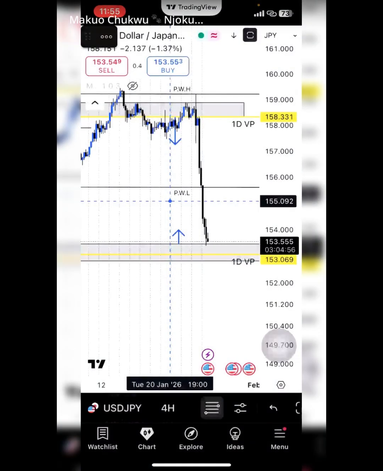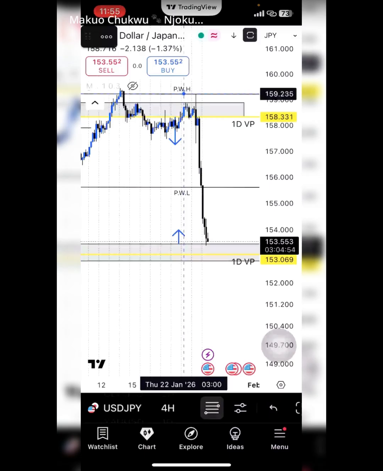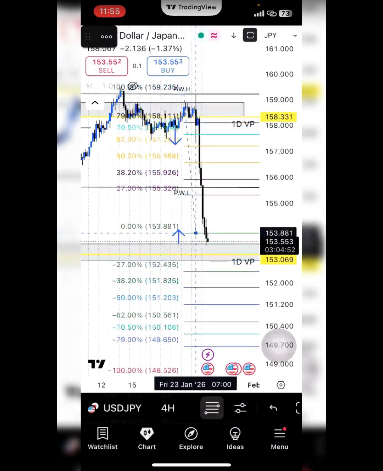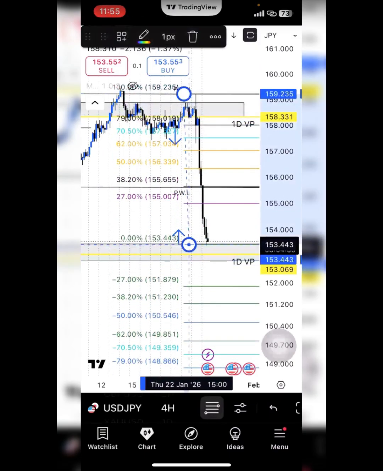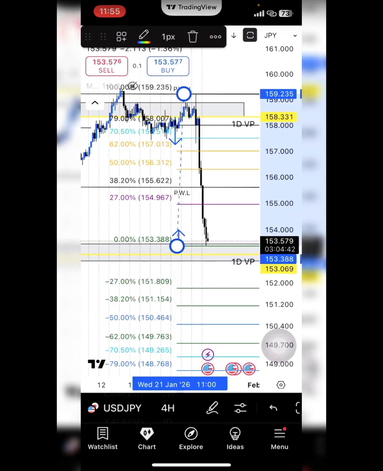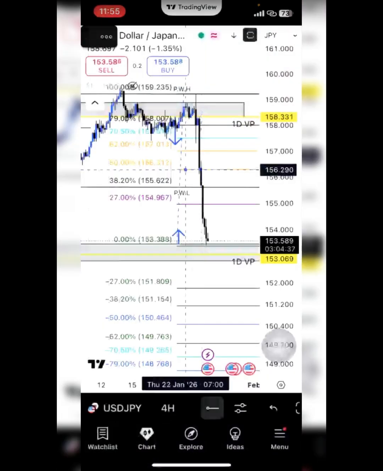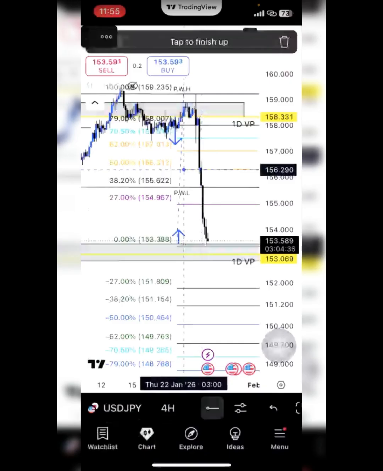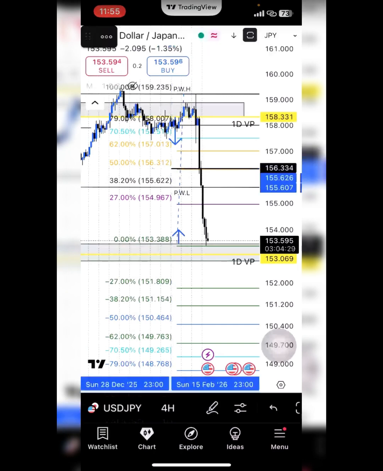You want to get at least a minimum level to aim for. You take this Fibonacci from the swing high to the swing low of this move. Let me adjust that. Swing high to the swing low of this move. Minimum you should aim for is the 50% Fibonacci retracement, that is the equilibrium price.